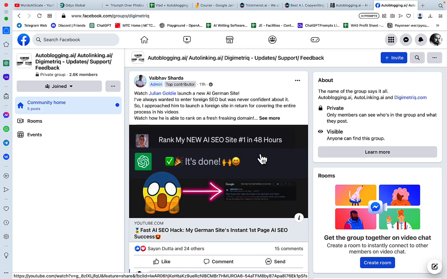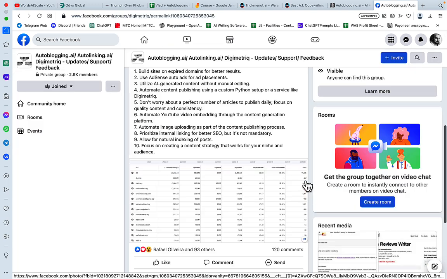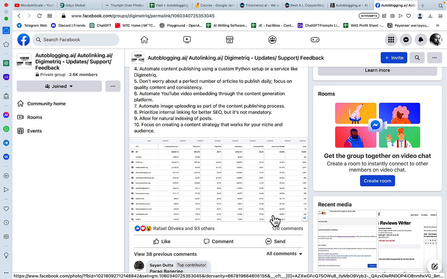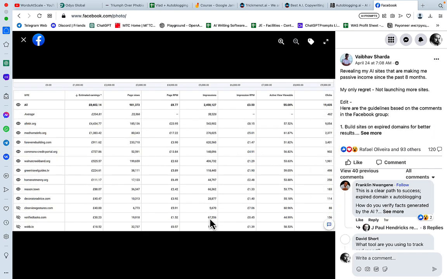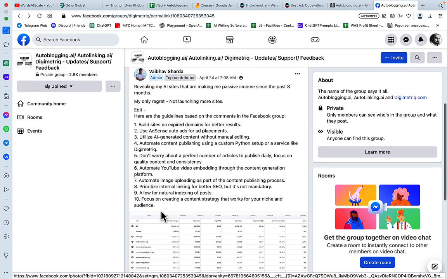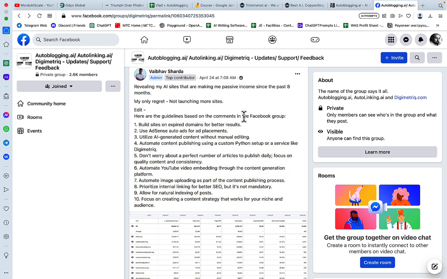And if you go to the autoblogging Facebook group, you can see a lot of cases. The most recent one is from Julian Goldie, who has posted a lot of articles with autoblogging with great results. And even the admin himself has been posting some amazing results. Let me see if I can find them. So this is basically the ongoing case study, and there have been more sites reviewed since. But as you can see, there are a lot of websites that are earning money through AdSense. And if you go to this post here, you can even see the summary of the strategy that the owner of autoblogging is adhering to get these results.